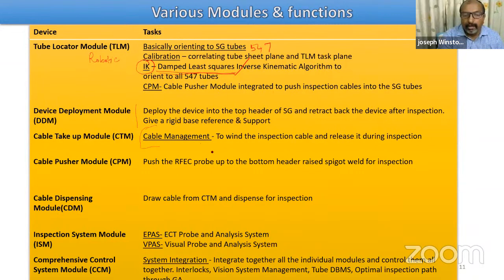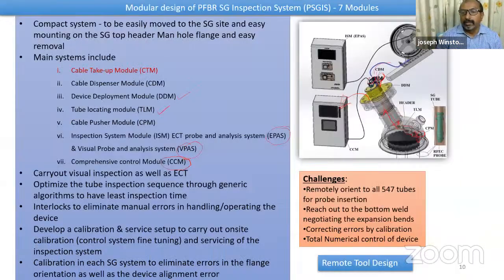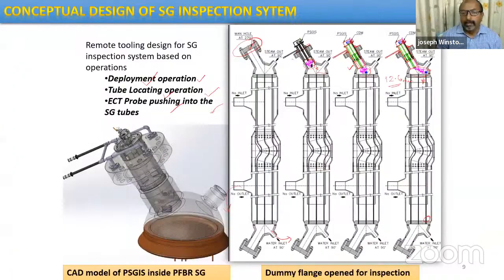Then the pusher module and dispenser module are four motors which are taking care of drawing the cable and pushing it into the tube. Then the inspection is primarily done by, as I told you, ECT, RFECT or VPAS, which is vision-based data collection. And finally, the system integration into a single unit and control of the entire system by means of a distributed control system.